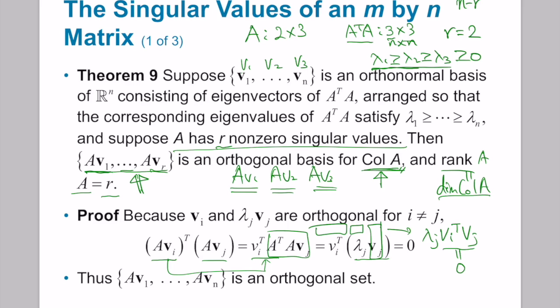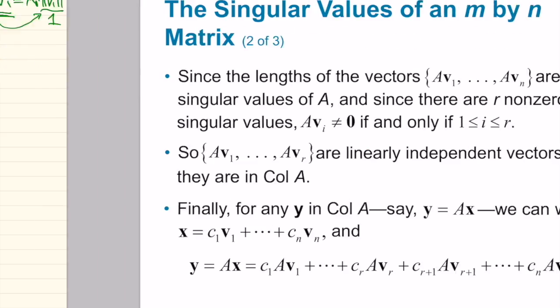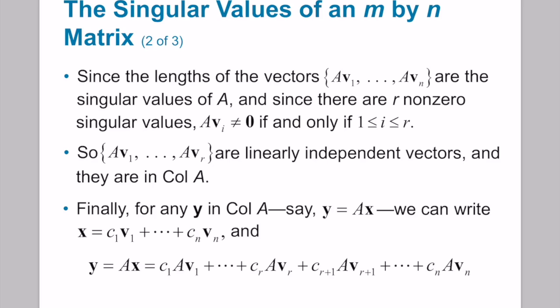Okay, so let's prove this last sentence in this theorem 9. Let's consider any vector that is chosen from the column space of A. By definition, this vector y should be represented as a linear combination of the columns of A.